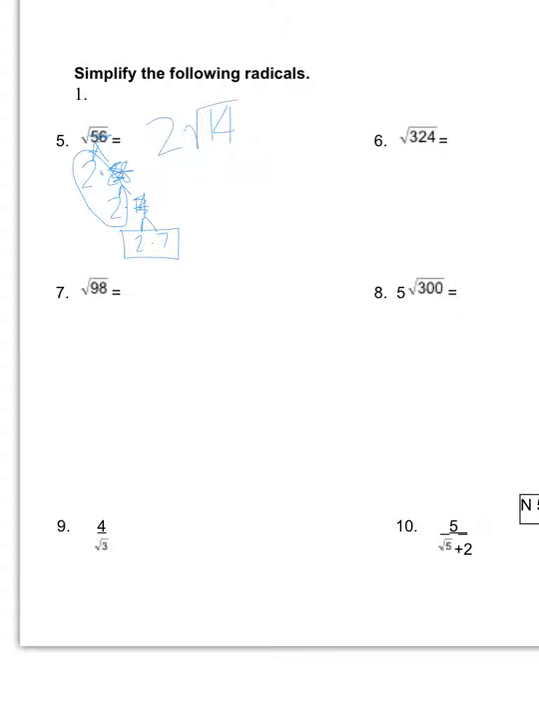Okay, so these should be equal. So if you typed in square root of 56 on the calculator and got a decimal, 2 square root of 14 should be the same decimal. So those should be equal.